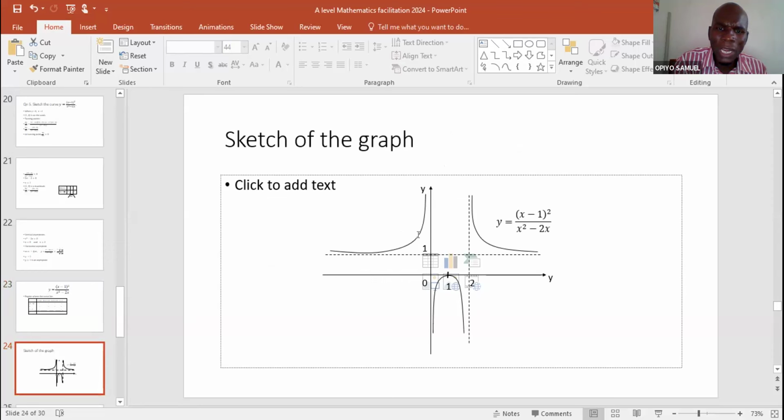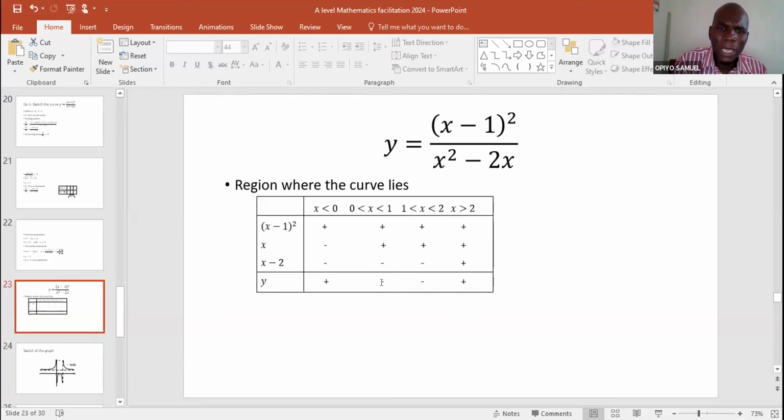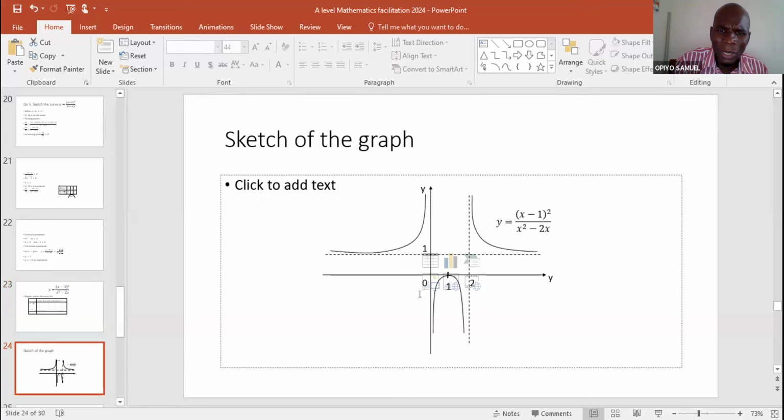And here there is no turning point. You draw the curve such that there is no turning point in this region. Between 1 and 2, when you look here, the curve should be in the negative part of the y-axis, which is here. And it has a turning point at 1, 0, and the turning point is a maximum. So when you draw the curve, it should not cut this line of asymptote. So the curve will behave this way.